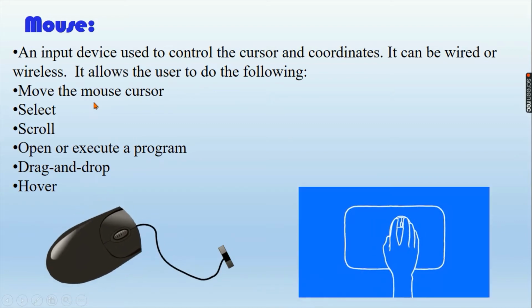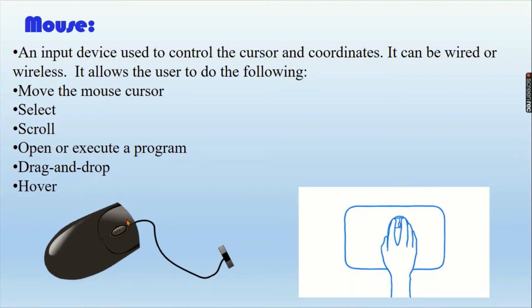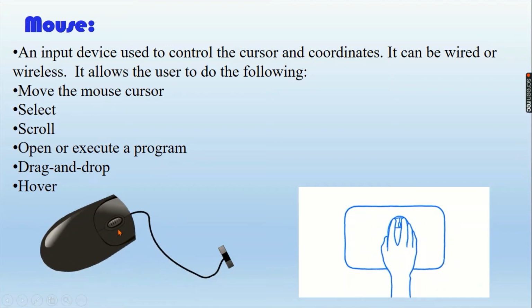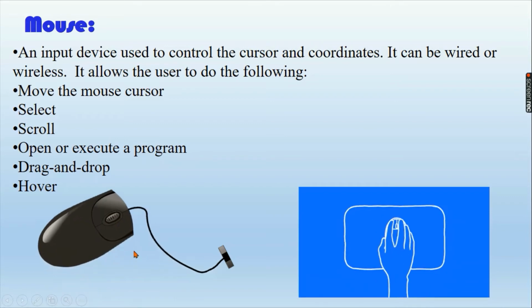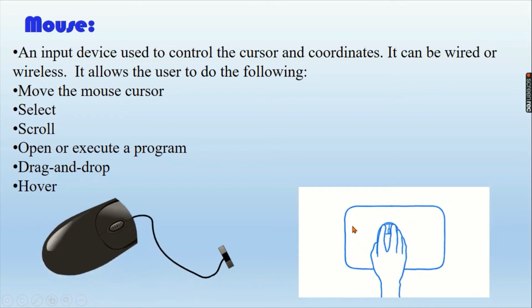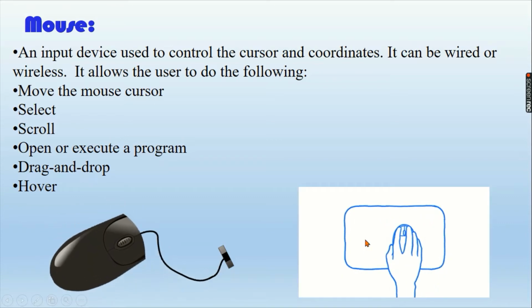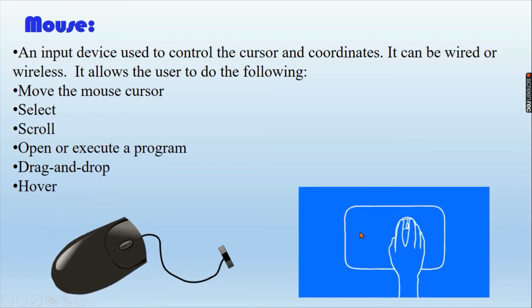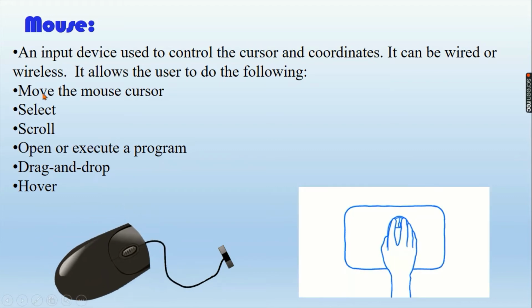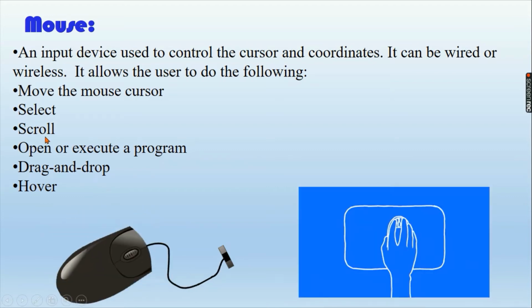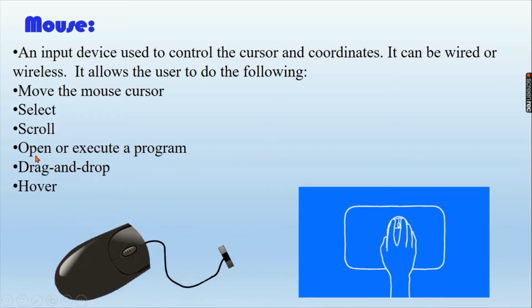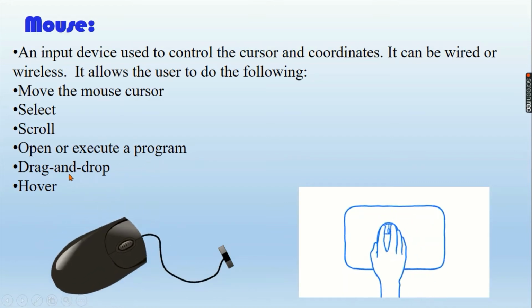Mice are available in two different forms. One is a wired mouse, as we can see, connected with a wire to the computer, and the other one is a wireless mouse without a wire. So both perform the same functions. What kind of operations can a mouse perform? They can select, they can scroll across the screen, open or execute a program, drag and drop, and hover.